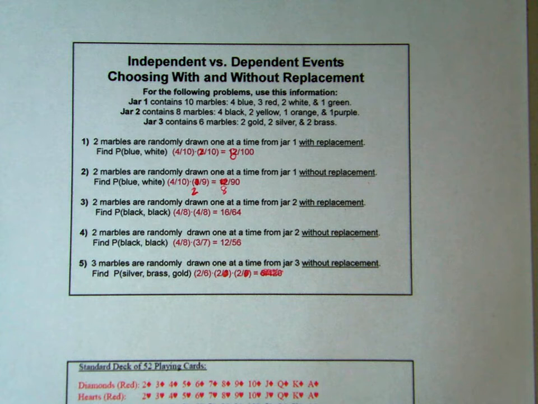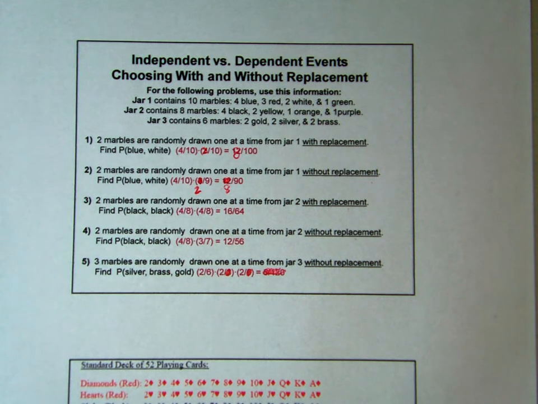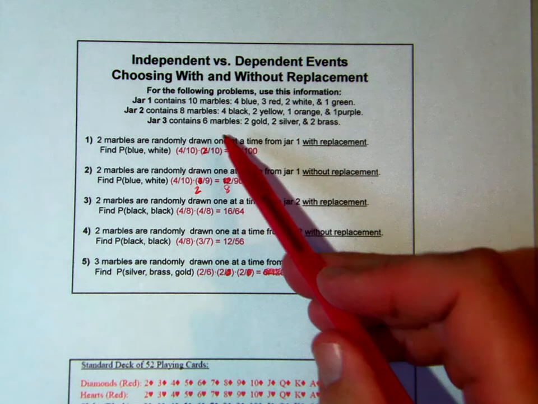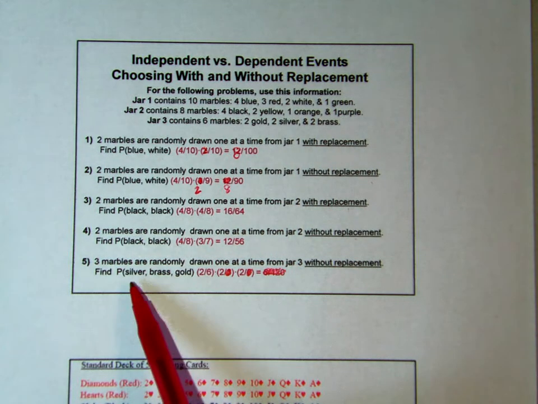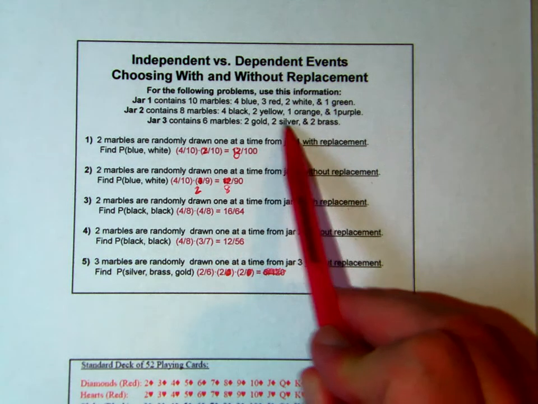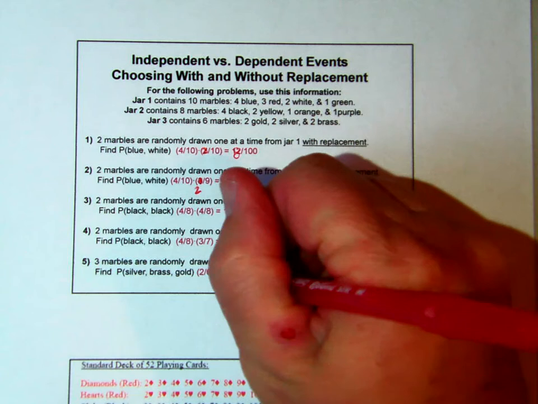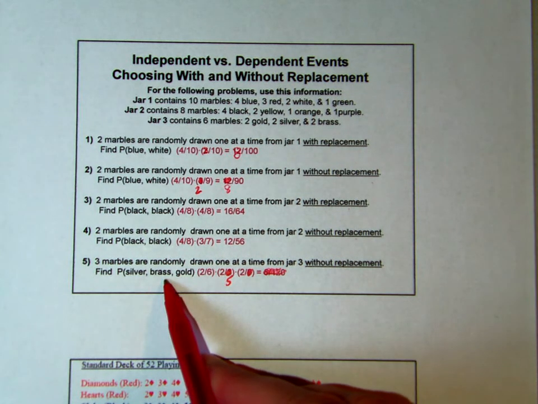So this can be extended beyond just 2 choices. The last example is, well, what if there's 3? So 3 marbles are randomly drawn one at a time from jar 3 without replacement. Jar 3 has 6 marbles, 2 gold, 2 silver, 2 brass, and we're interested in the first one being silver, second one being brass, third one being gold. So for the first pick, you have a 2 out of 6 chance of getting a silver marble. There are 5 marbles left now to choose from. Since the first one was silver, both brass are there to pick from.